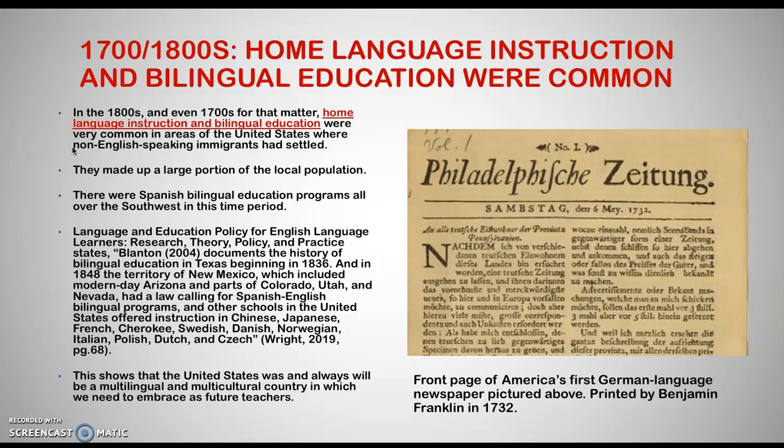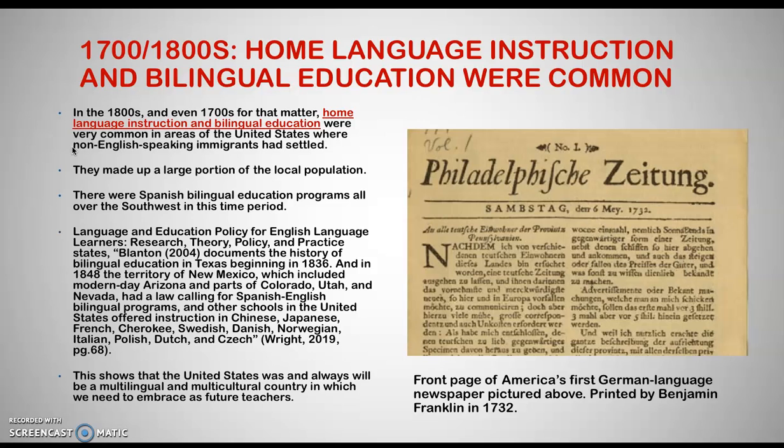I also pulled a text from our book. The book is called Language and Education Policy for English Language Learners: Research, Theory, Policy, and Practice, and it states, Blanton, 2004, documents the history of bilingual education in Texas, beginning in 1836. And in 1848, the territory of New Mexico, which included modern-day Arizona and parts of Colorado, Utah, and Nevada, had a law calling for Spanish-English bilingual programs, and other schools in the United States offered instruction in Chinese, Japanese, French, Cherokee, Swedish, Danish, Norwegian, Italian, Polish, Dutch, and Czech. And this is in Wright 2019, page 68.